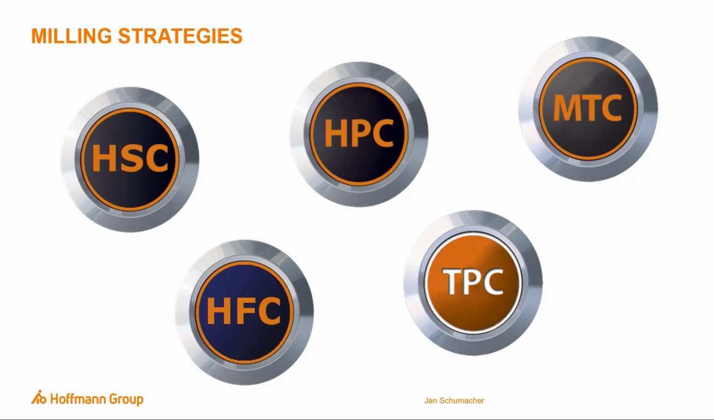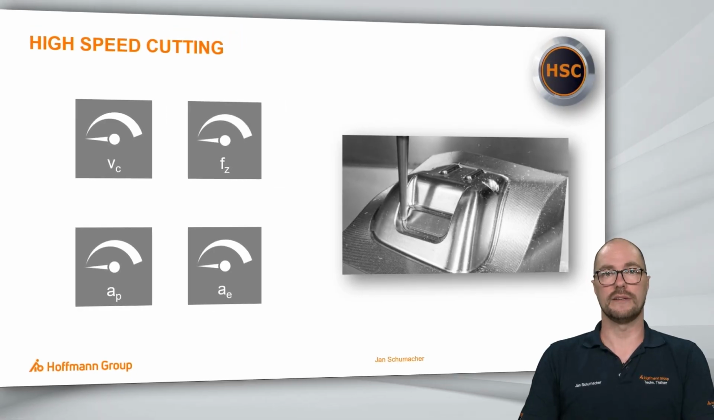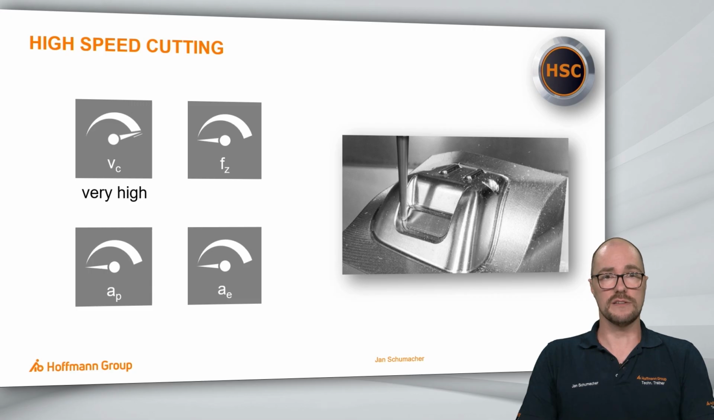The first candidate on our list is HSC, and HSC stands for high speed cutting. Each of those 5 milling strategies is characterized by more or less 4 important values. The first one is VC, the cutting speed, and the cutting speed for high speed cutting application is very high. Usually you operate your tools at a very high rotational speed. Then we have the feed per tooth, which is rather low.